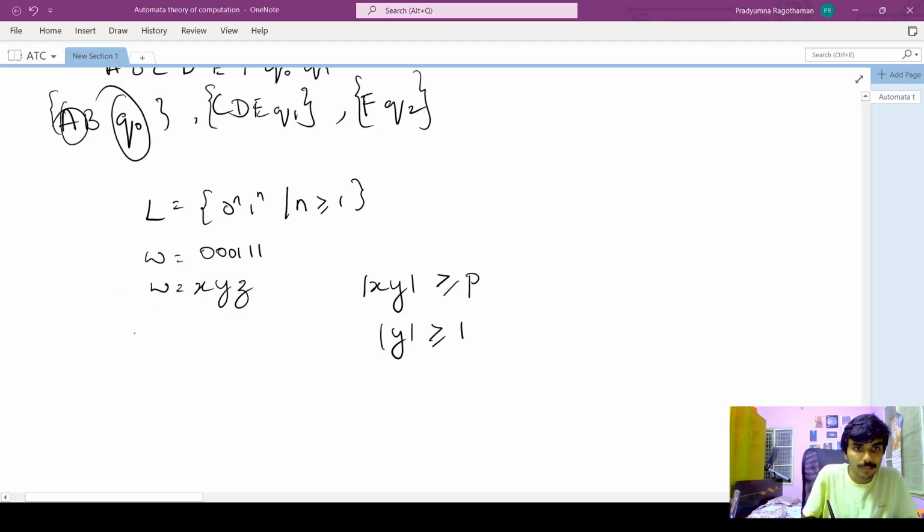So here we can consider xy as 0 0 0 and z as 1 1 1, and here y should be at least 1, so let us take y as 0 and x as 0 0. We can take anything else, but it's your wish.